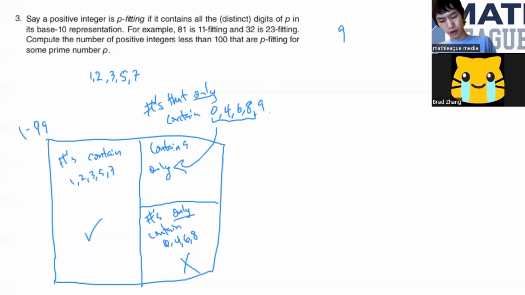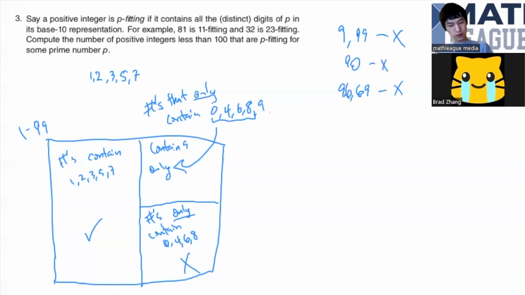You have 9, you have 99. These are both not p-fitting because you can't create a prime number using only 9. It's going to be divisible by 9. Same thing with 90. Any number you create with 9s and 0s is going to be divisible by 9. 96 and 69 are also not p-fitting since 9 and 6 are both divisible by 3, which means any number you create with these 2 digits is also going to be divisible by 3.